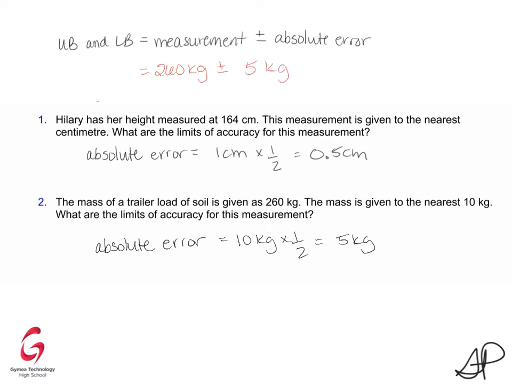And now that we have all of that information, we can determine what our upper bound and lower bound will be. So our upper bound will be 265 kilos, and our lower bound will be 255 kilos.